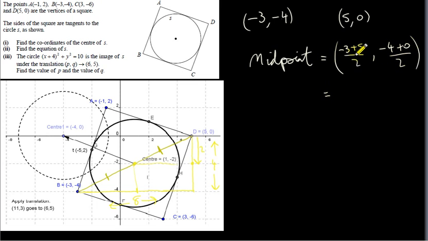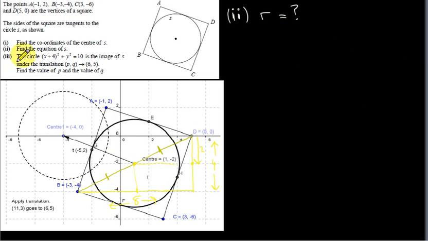And we get -3 plus 5 is 2, divided by 2 is 1. -4 plus 0 is -4, divided by 2 is -2. So the center has coordinates (1, -2). The midpoint of the diagonal is also the center of the circle that's inscribed in this square. In part 2 we have to get the equation of a circle. You need two things for the equation of a circle. You need the center, which we have, it's (1, -2).